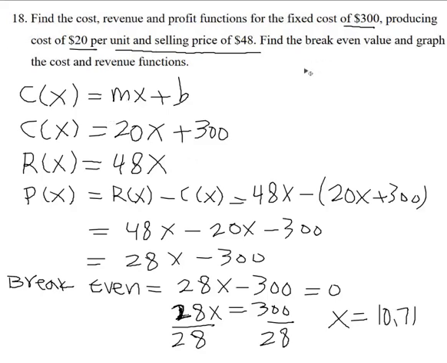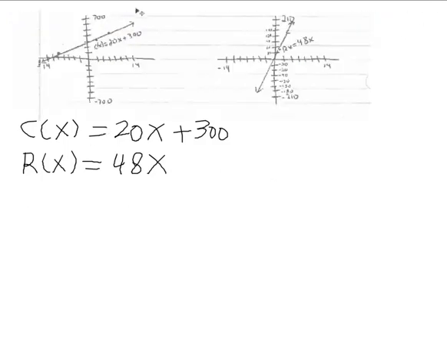And they're also asking to graph the cost and revenue functions. That's just a graph of a straight line, and here would be the graph of cost. As you can see, the y-intercept is 300 and the slope is 20. That's one way you can do that, or you can find 2 points and connect them together. And the other one is for the revenue, 48x, so that just would be the line here to graph.